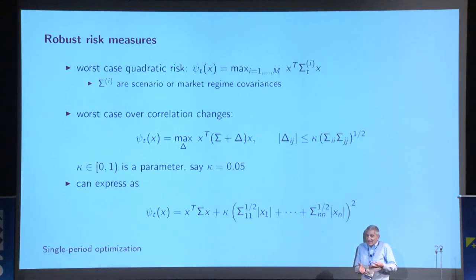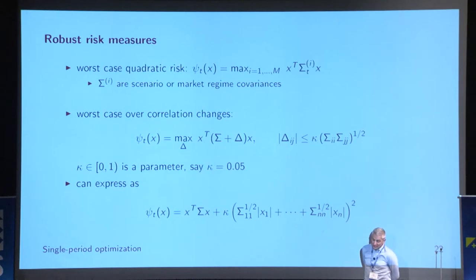Now it can get more interesting. I mean, it's actually kind of interesting. You can do things like make a worst case quadratic risk. So you can take, let's say, M models or M scenarios or market regimes, and then you would say, actually, my risk is going to be the maximum over these regimes, right? And people would actually do this, and it makes perfect sense. Like, you could label these things, like, that's the sigma I derived from the data from quarter three 2008, or something like that, right?